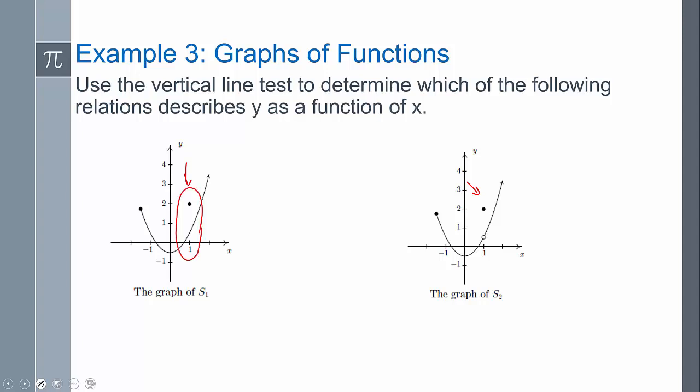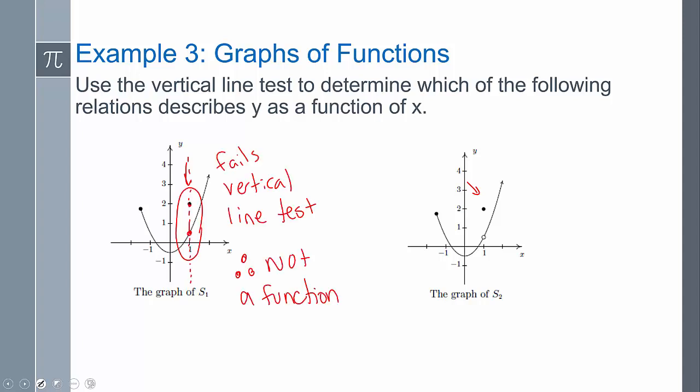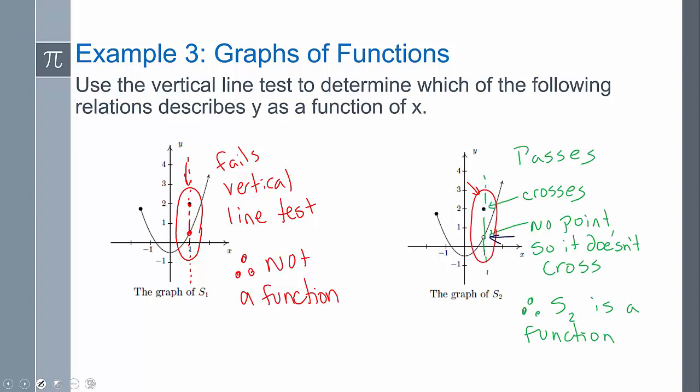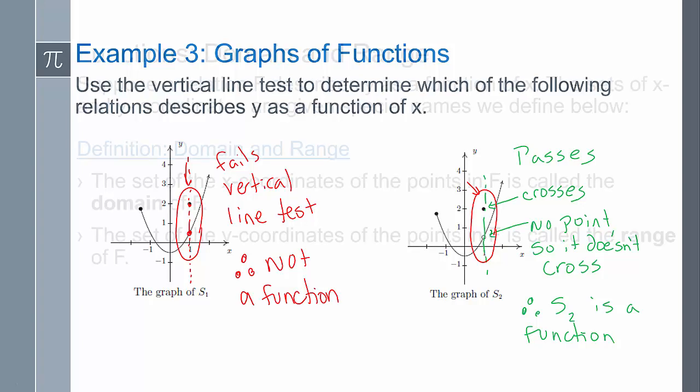On here, once again, this would make it fail because there's two values there, but because this one has an open circle, it actually passes because it crosses through the first one, but because there's no point in that second one, it's not going to fail that vertical line test, so therefore it is going to be a function.